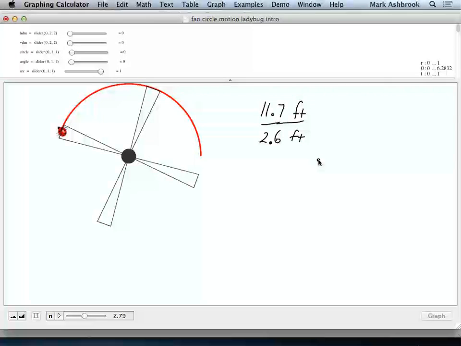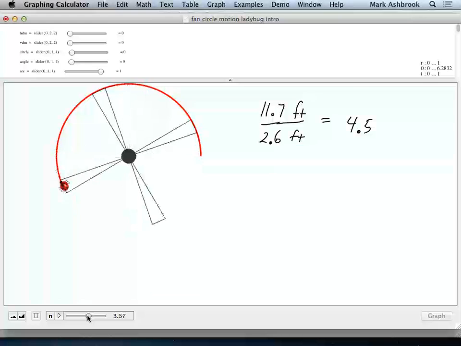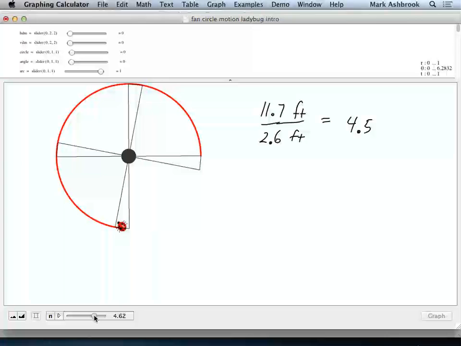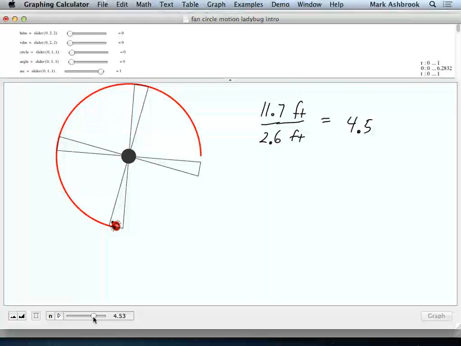So it's not a fraction of the circumference. So the distance traveled in a circle defines the number of radiuses that are in the arc. He said it defines the number of radiuses that are in that arc length. If the total arc length is 11.7 and each radius is 2.6, then we're finding the total number of radius lengths that are in that arc length, which ends up being right about there.